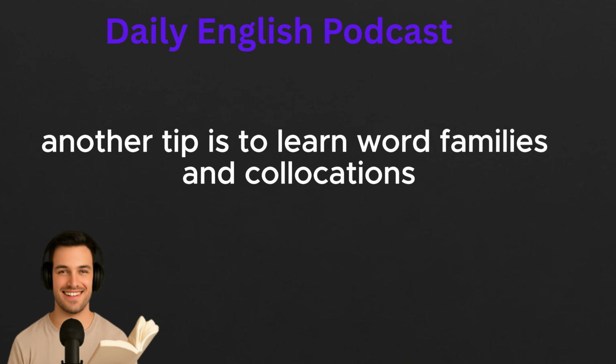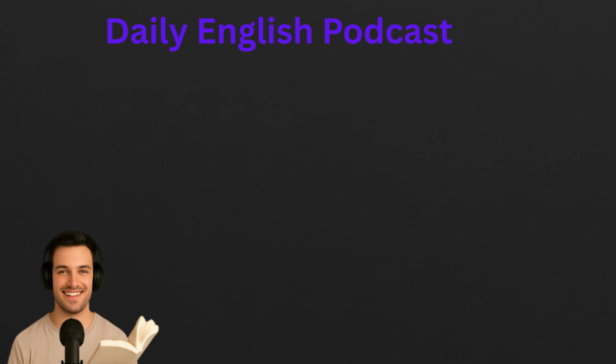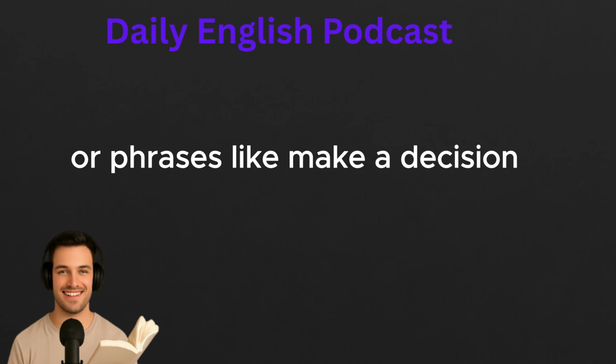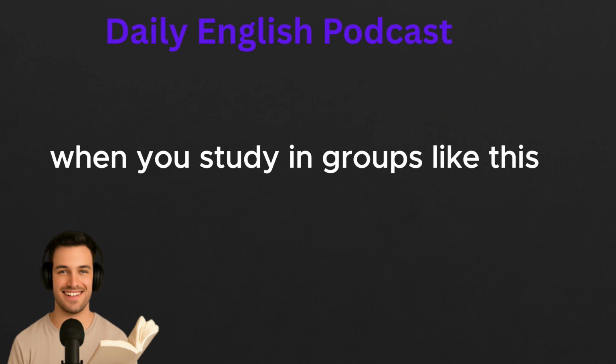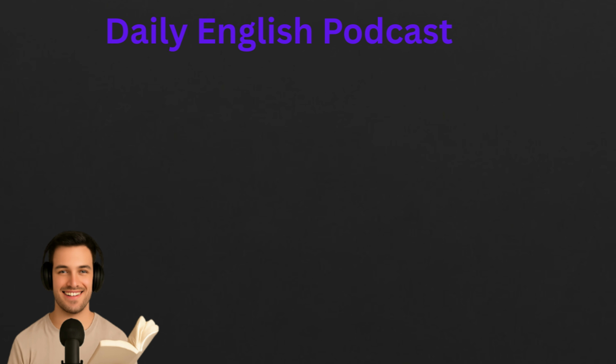Another tip is to learn word families and collocations. For example, if you learn the word decide, also learn related words like decision or phrases like make a decision. When you study in groups like this, your vocabulary becomes more natural and flexible.